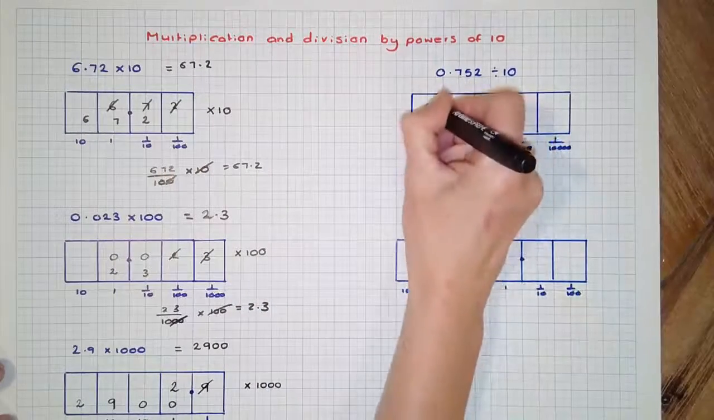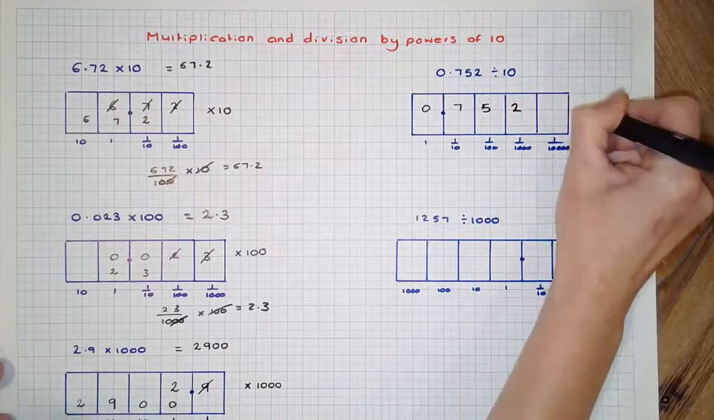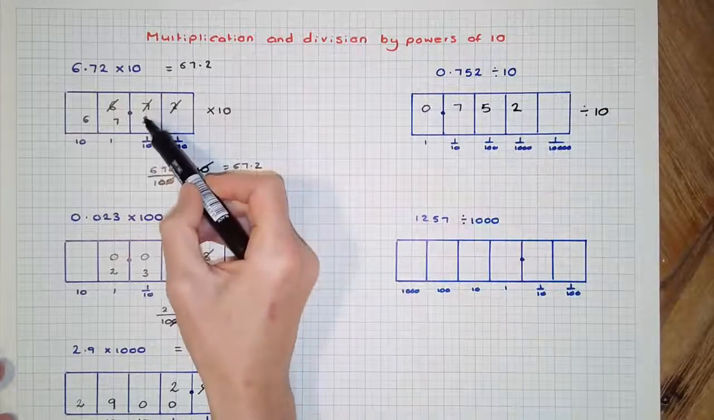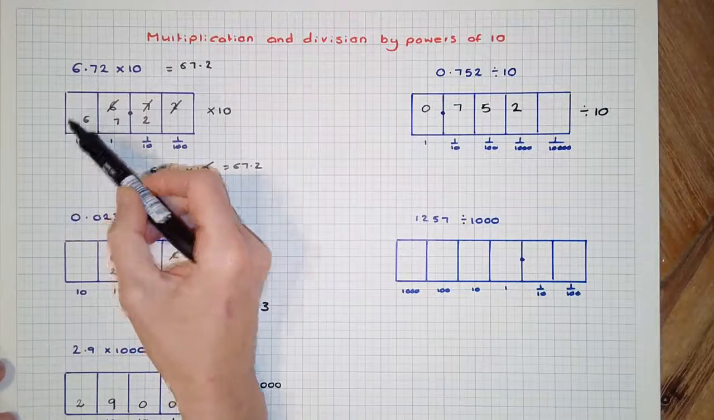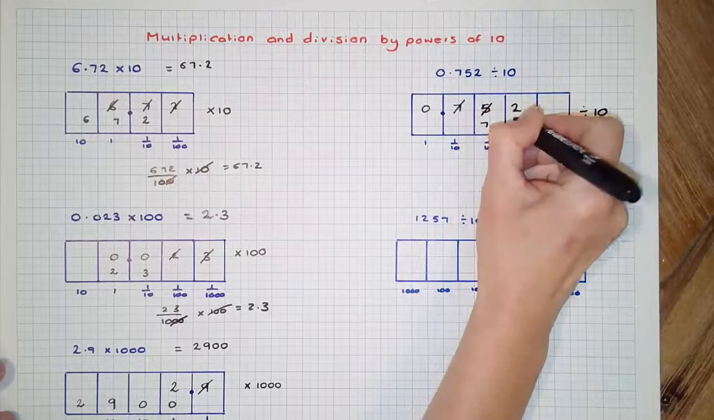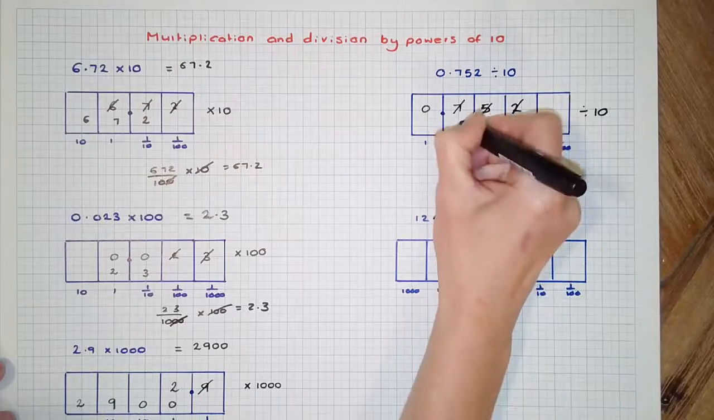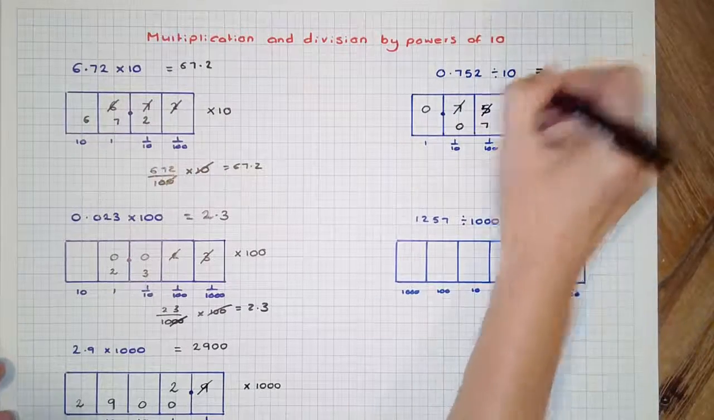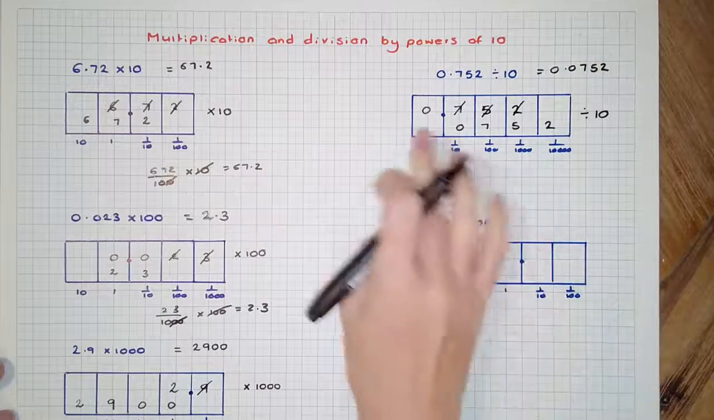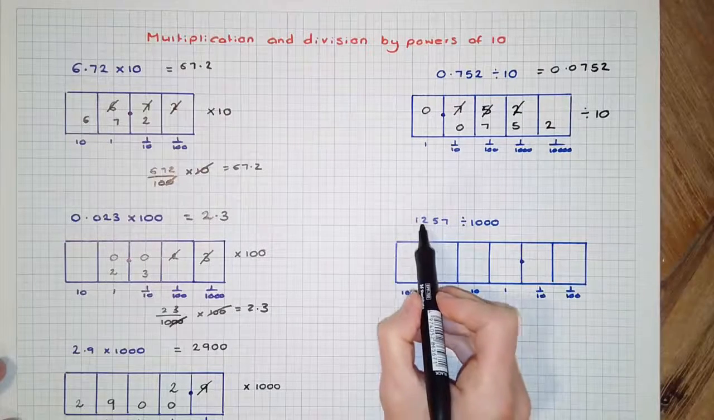So we have 0.752 divided by 10. Now before the numbers were moving to the left, now they will move to the right one place. So the 7, the 5 and the 2. Adding a 0 place value holder, we get 0.0752. Now you don't have to draw the place value tables once you've got your head around this. Let's just do one more.